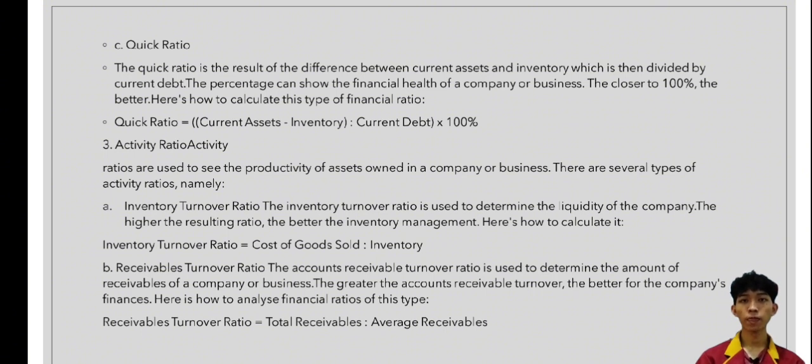Next, receivable turnover ratio. The accounts receivable turnover ratio is used to determine the amount of receivable of a company or business. The greater the accounts receivable turnover, the better for the company's finance. Here is how to analyze this financial ratio of this type. Receivable turnover ratio equals total receivable over average receivable.